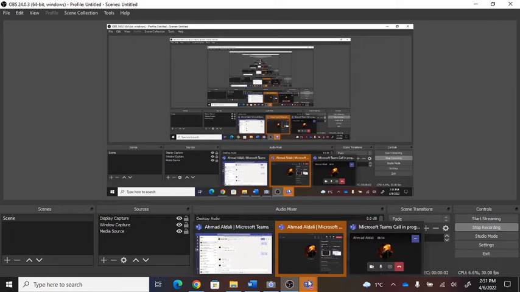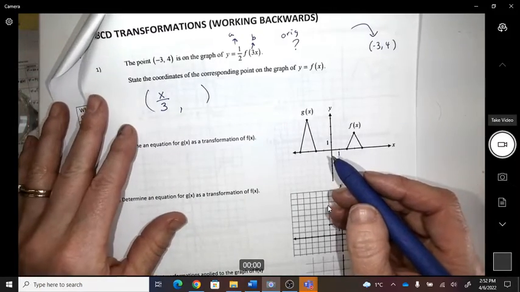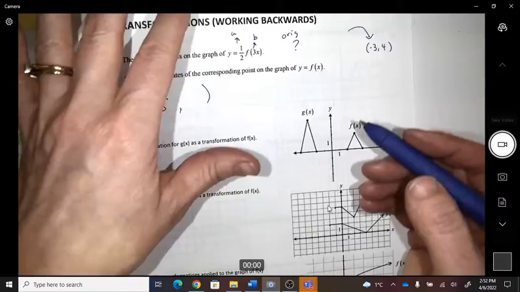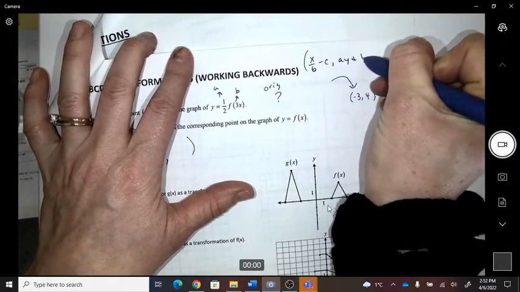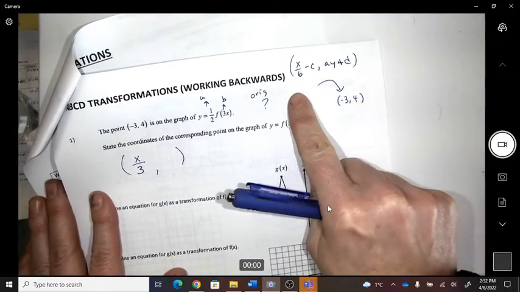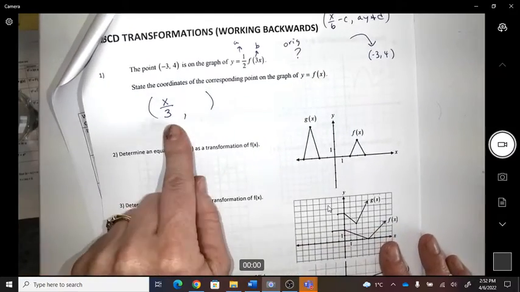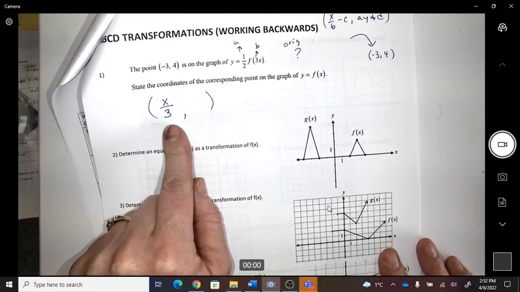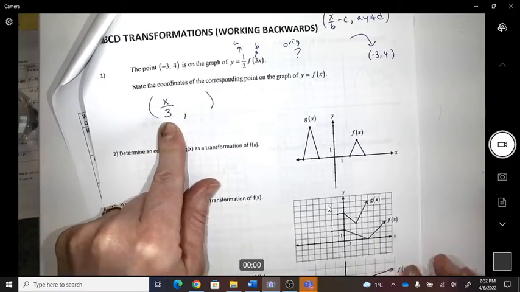The b divides x. Okay. Should both the a and b divide the x then? No. A is a... Do you not remember this? X divided by b minus c, ay plus d. You got to have that memorized. That's what I'm doing. The b divides an x. The a times is a y. So, the y times the a times the y. Okay, so here's x divided by b.